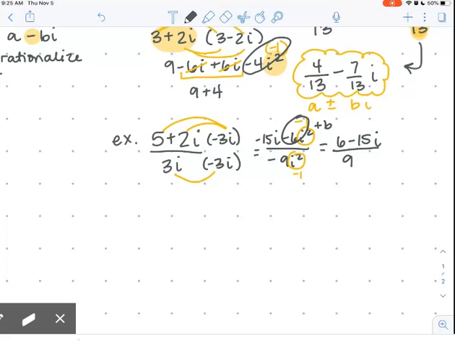And then just like we did before, we do want to further simplify this by splitting the fraction up. So the first part we have 6 over 9, which actually can reduce. They're both divisible by 3. So I have 2 over 3 minus, then I take this part, 15 over 9 can also reduce because they're both divisible by 3. So I have 5 over 3 i.